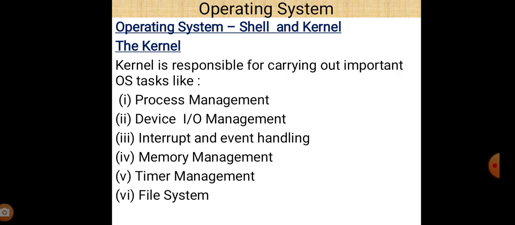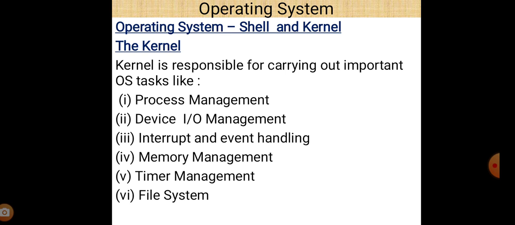There are different processes, and which process is going to be executed first and which process later in the computer system is decided by the operating system. The part that decides the execution or the order of the processes is called the kernel. And second is device input output management. Different types of input output devices are also managed by the kernel.